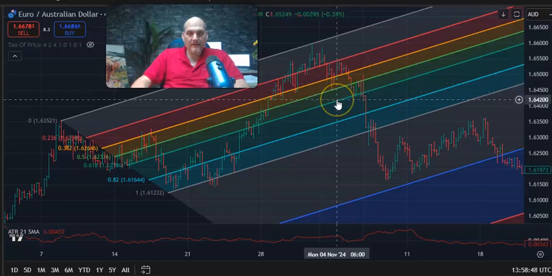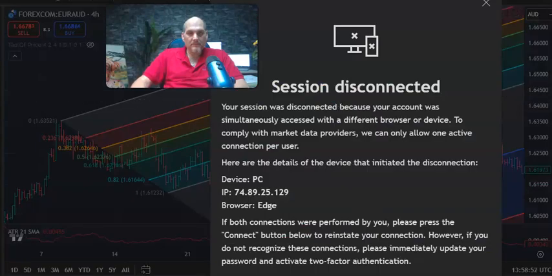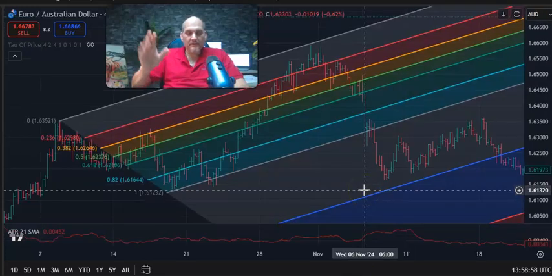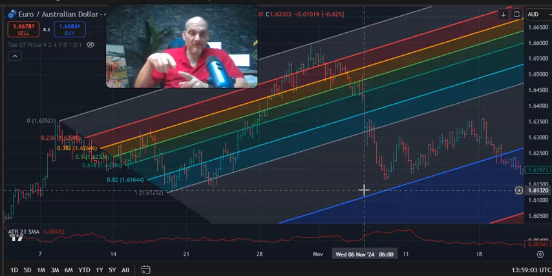We got a high of, again, I have another computer that connects to this, and every once in a while it throws me off my own damn TradingView. TradingView will not allow you to have two computers on at the same time. I don't even know why, it's the same IP address, but anyway.